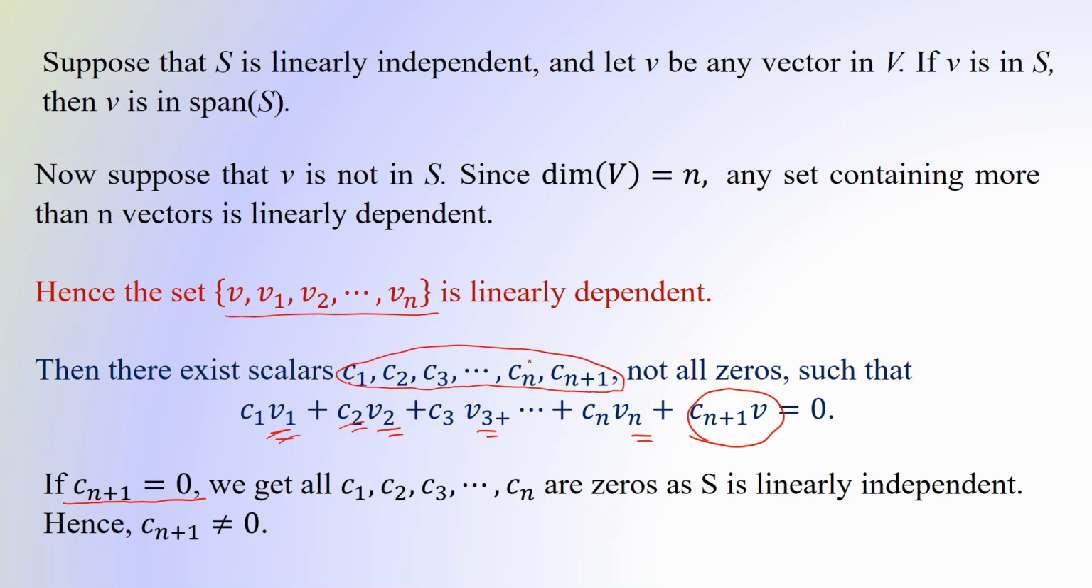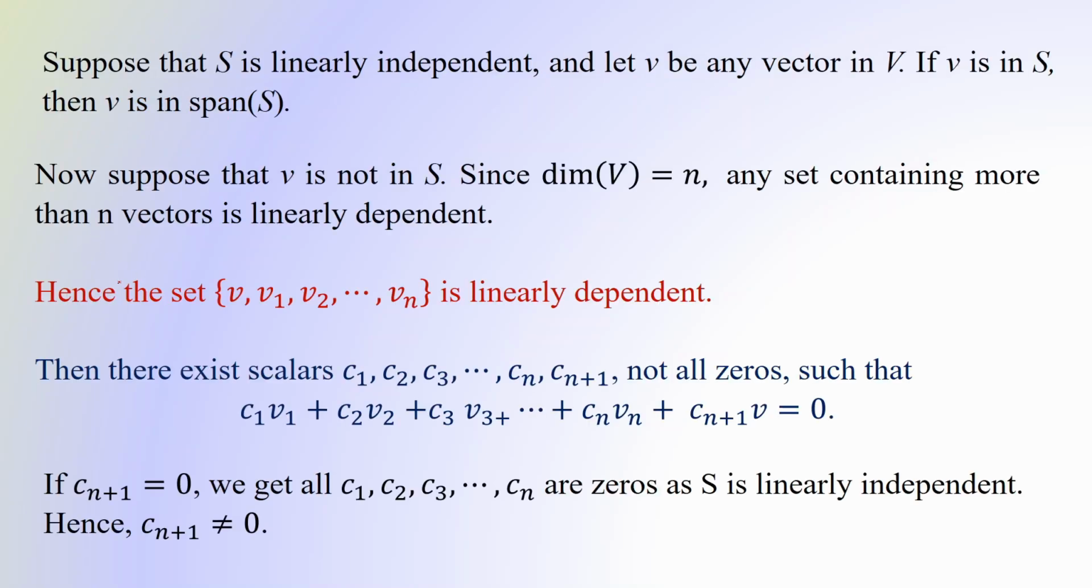But we know that the set containing V, V1, V2 and Vn is linearly dependent. So our assumption that Cn plus 1 is equal to 0 is wrong. Therefore Cn plus 1 is not equal to 0. Now since Cn plus 1 is not equal to 0, we can take all the other terms to the other side and divide by Cn plus 1.